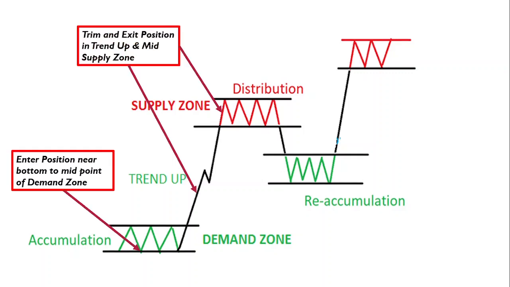And here's how you can take advantage of it. You want to enter a position near the bottom to midpoint of a demand zone. Basically, that's just your support and resistance. So if a stock, let's say, was $100 and it constantly goes down to 95 and bounces back to 100, and 95 and back to 100, if you can start getting positions in around that 97, 95 range, that's a pretty good area to get positioned with your calls, your stock, whatever it is you need.